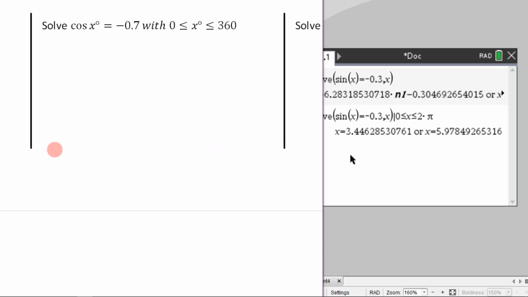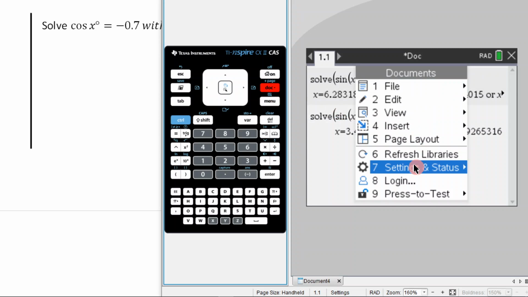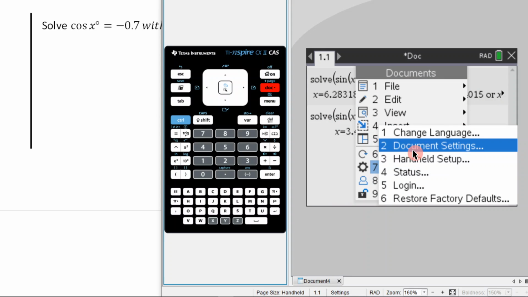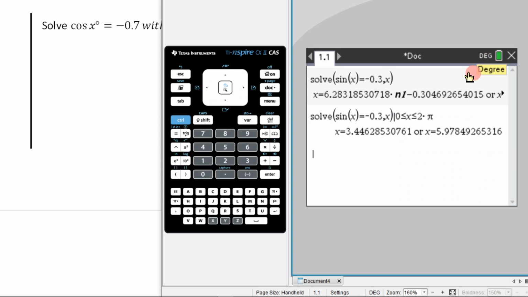And as you can see, this one is in degrees. So this is where you have to change your calculator into degree mode. If you've got the CX2, you can just literally hit that button there and that toggles between degree and radian. If not, you have to go doc, settings, document settings, and then you can change your radian to degree, hit OK, and that changes it there.